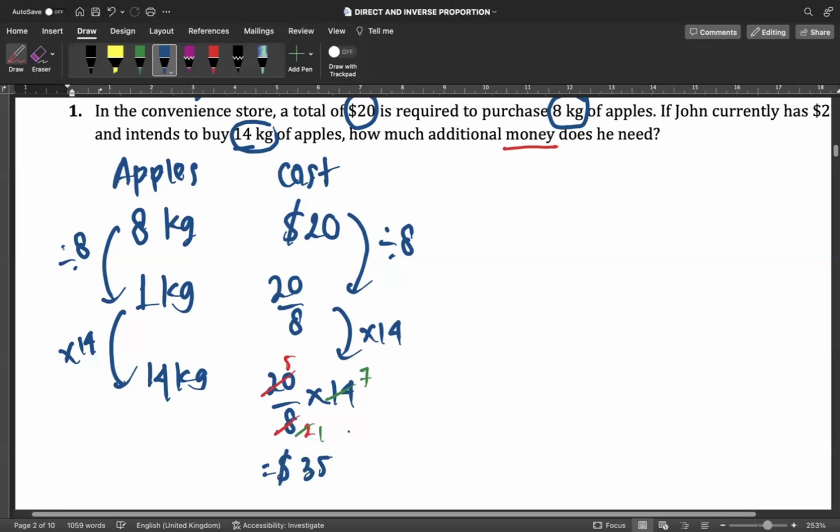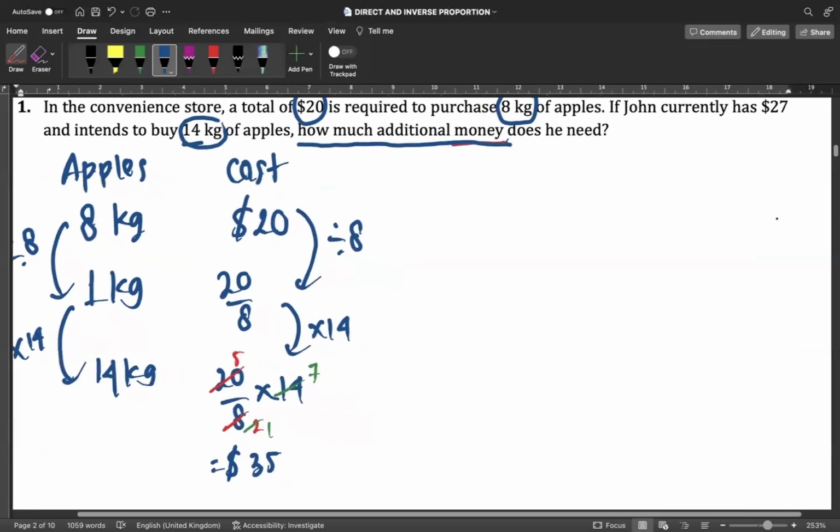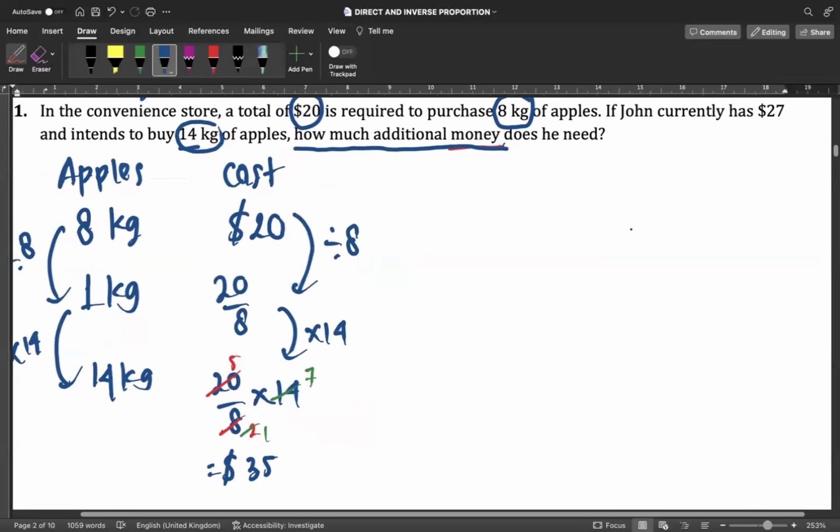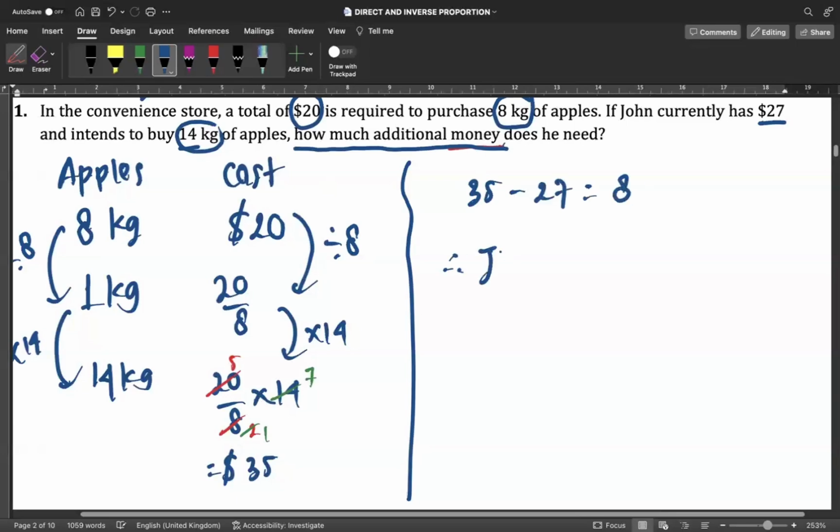But this is not the final answer, because the question asks how much additional money. Here we know that John only has $27. So if the total cost of 14 kilograms is $35, it means that John needs 35 subtract 27. So the conclusion is John needs $8 more to buy 14 kilograms of apples.